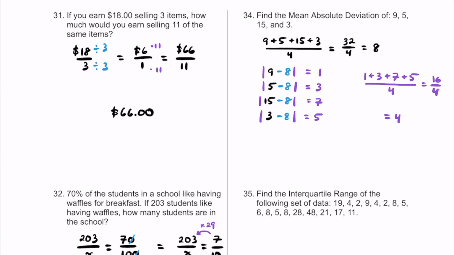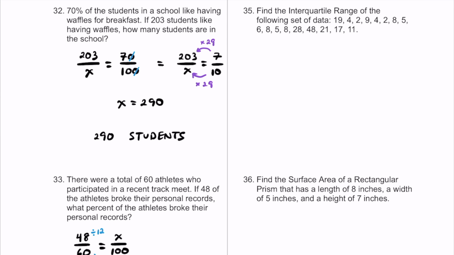average. All right, for 35, let's go ahead and see if we can find the interquartile range, or the IQR, for this data set.